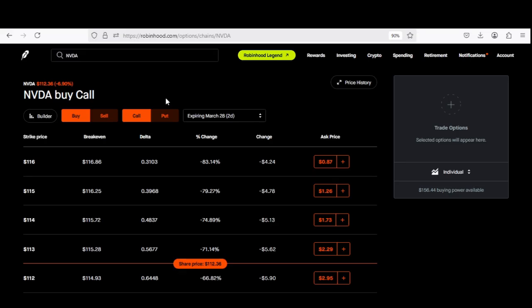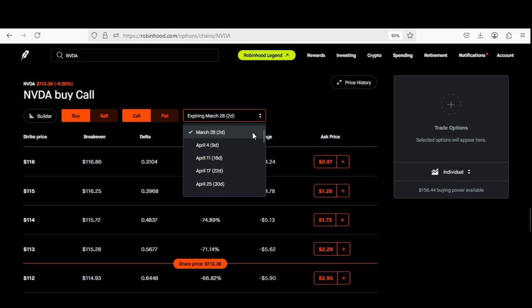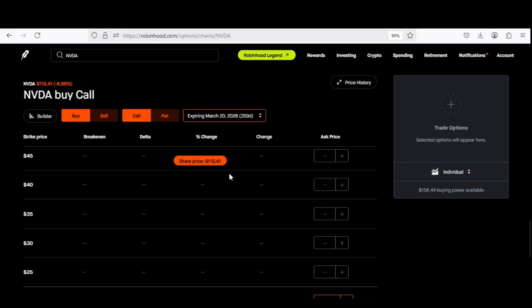So, to get started, in order for you to acquire a LEAPS option, you're going to go to buy, then you're going to go to call. Now that you have buy and call, you're going to go ahead and choose your expiration date. Ideally, for a LEAPS option, you want to choose an expiration date of 365 days or 1 year or more. So that's going to give us the March 20th, 2026. Not quite a year, but it's going to work for this video. Let's go ahead and select that.